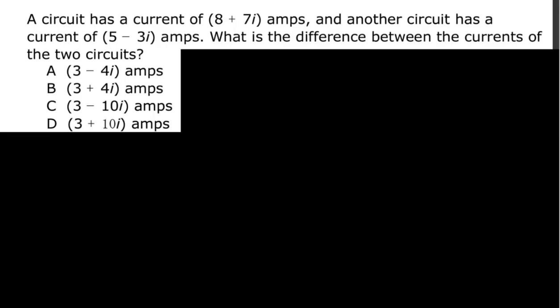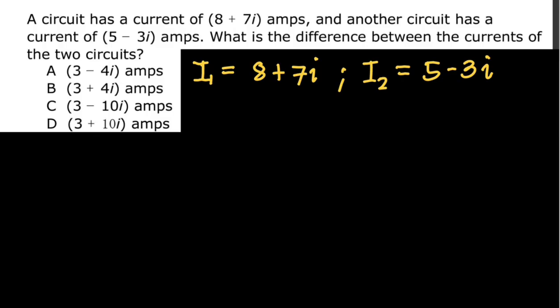So we are asked here for the difference between the currents. That means we subtract one complex current from the other. So let's define I sub 1, current 1, which is equal to 8 plus 7i. Then current 2, which we denote as I sub 2, is equal to 5 minus 3i amps. So the difference between them is just I sub 1 minus I sub 2.